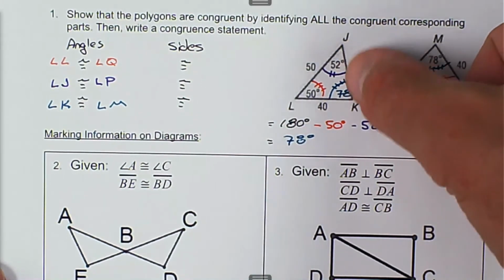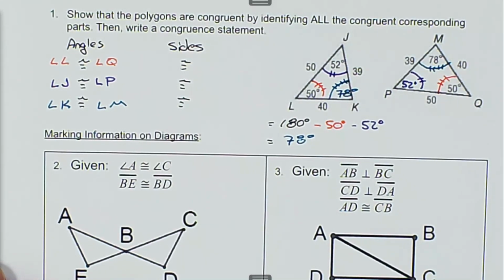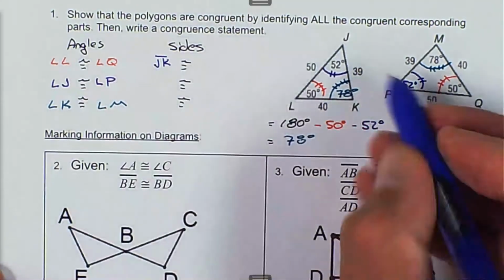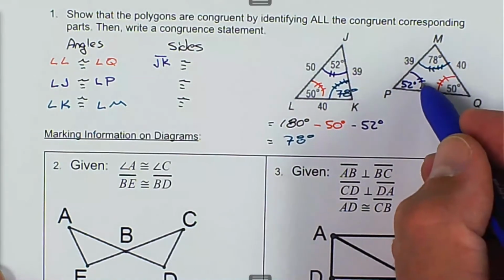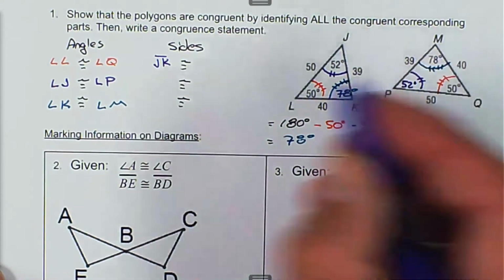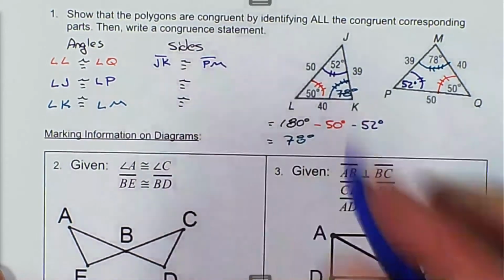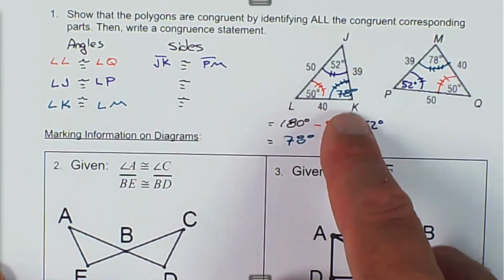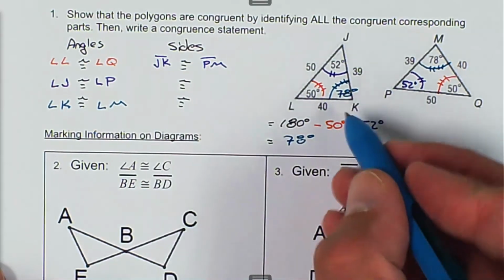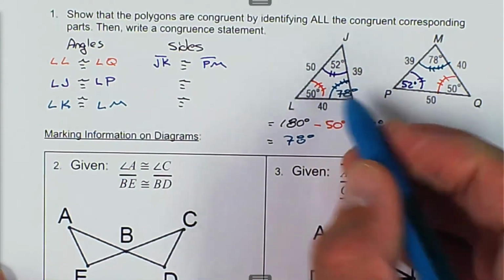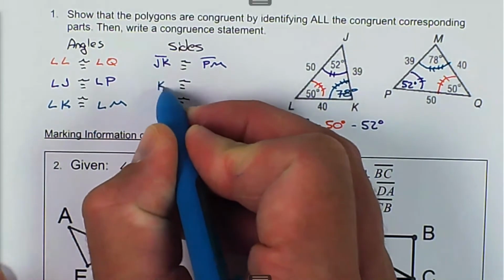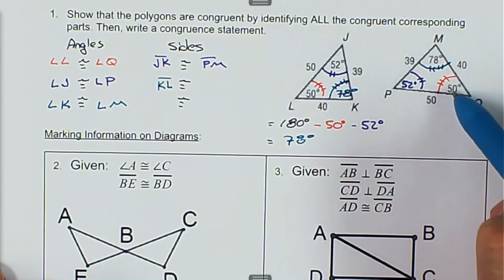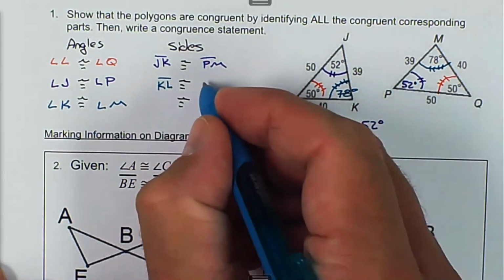So if we go 2 to 4, 2 to 4, that is going to be JK. So that's 2 marks to 4 marks, which is going to be P to M. So we did J to K. Now let's go K to L. So 4 marks to 3 marks, 4 marks to 3 marks. That's going to be K to L, which matches M to Q.